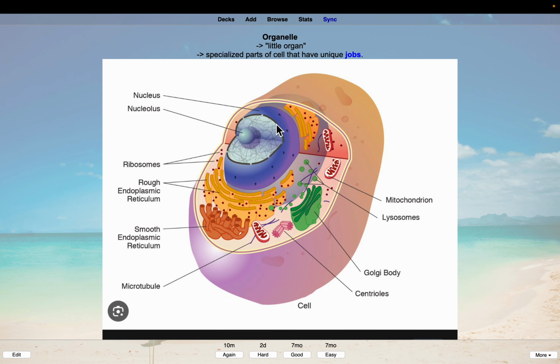So we have the nucleus, nucleolus, ribosomes, rough ER, smooth ER, microtubules, centrioles, Golgi body, lysosomes, the garbage collectors, and mitochondrion, the powerhouse. The nucleus basically contains the genetic information. Ribosomes, they make the protein, I think. Yeah.